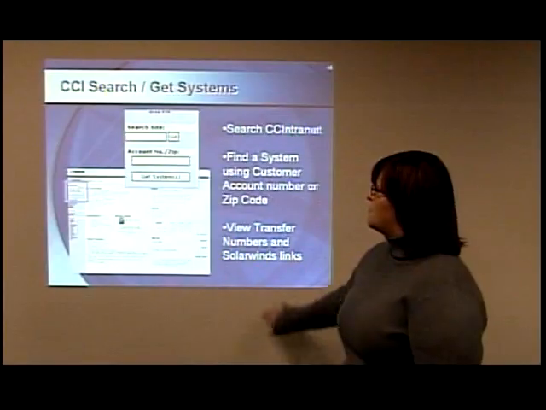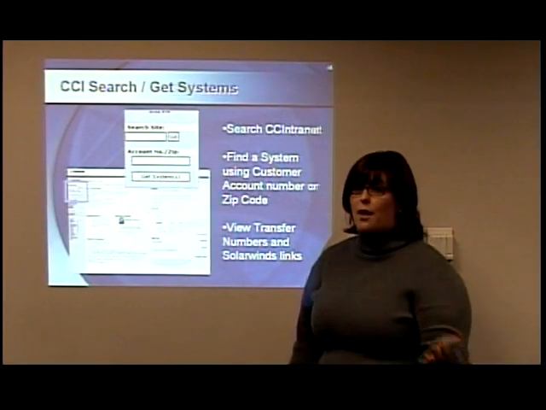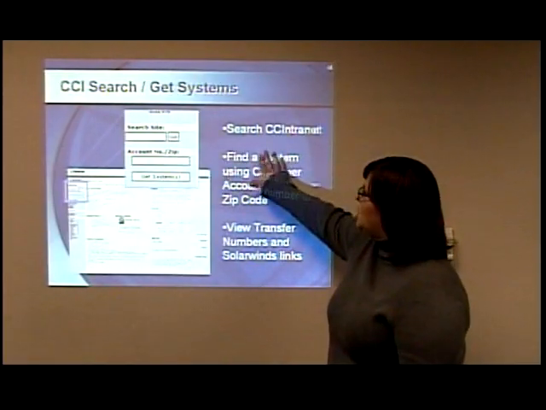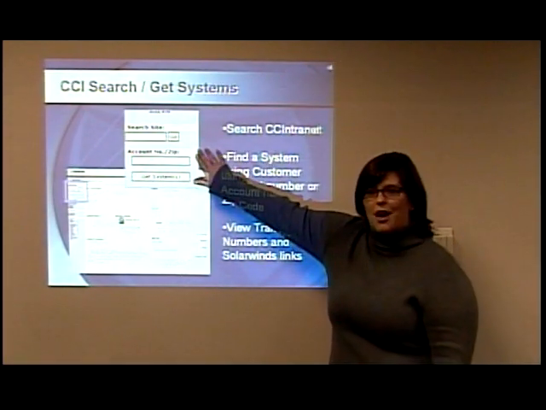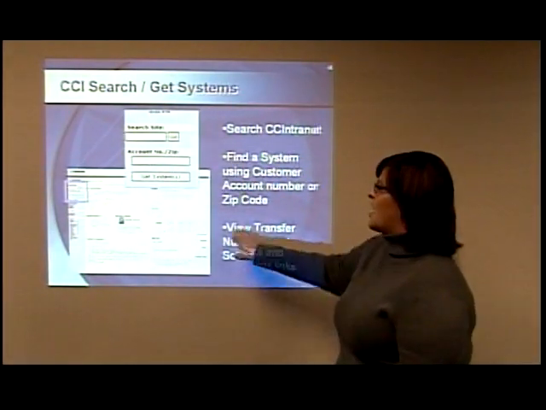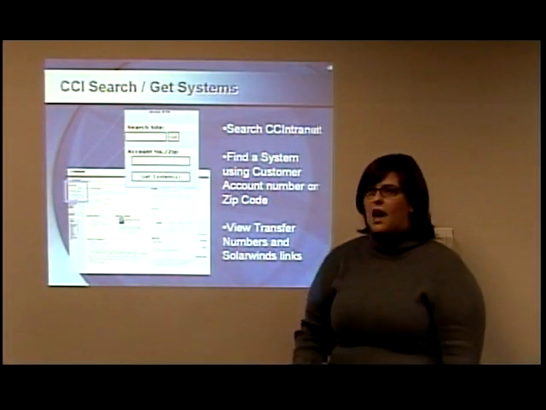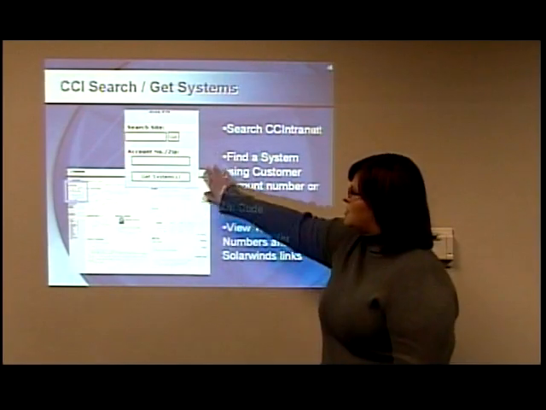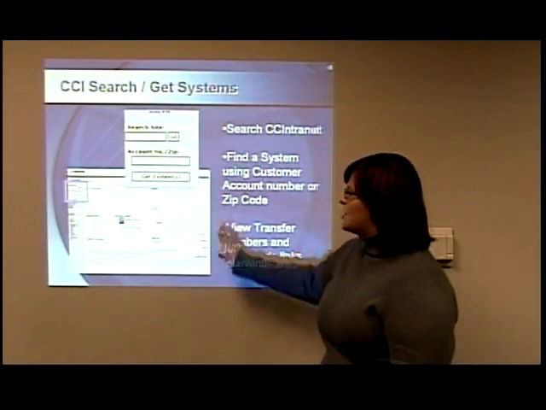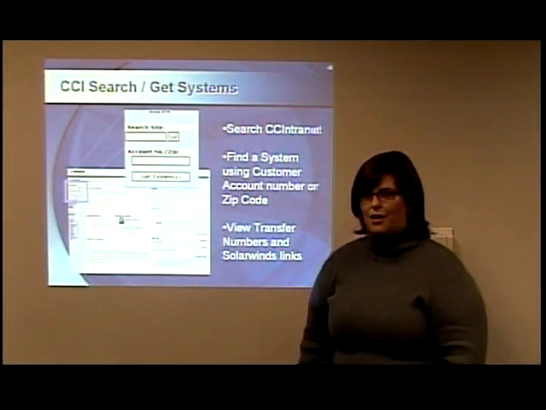CCI Get Systems. So, how exactly are we going to pull up that customer? Great question. Let's go in and look. First thing we're going to do is pull up the search button on our CC Intranet page. And we're going to find the system using the customer's account number or the customer's zip code. You're just going to put that in, click Get Systems, and it's going to pull up all the next information that you need.